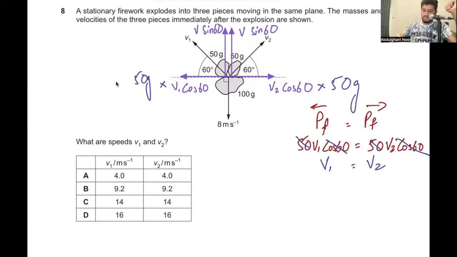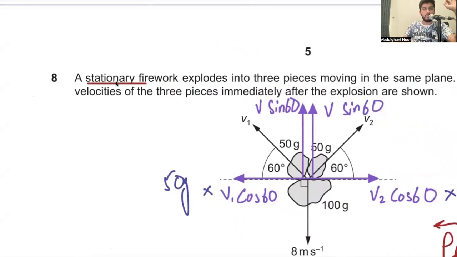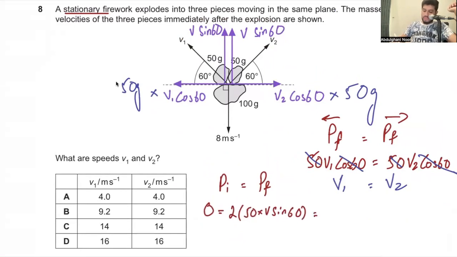In the vertical direction, the initial momentum is equals to the final momentum. When I talk about the initial momentum, the initial vertical momentum is 0. The reason behind that is the question specifies that the firework was stationary. It wasn't moving. The final momentum, you have 2 traveling upwards. So 2 times 50 into v sine 60. And you have 1 mass traveling downwards, which is plus 100.